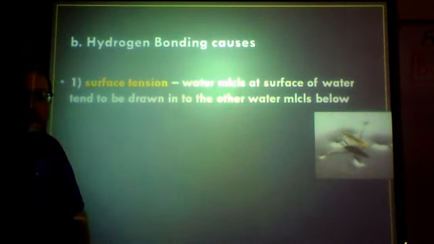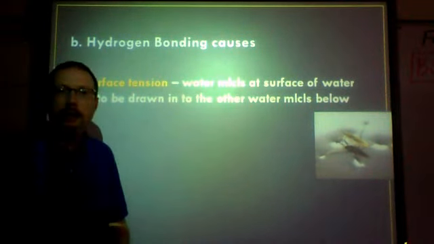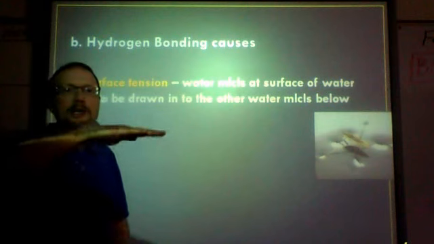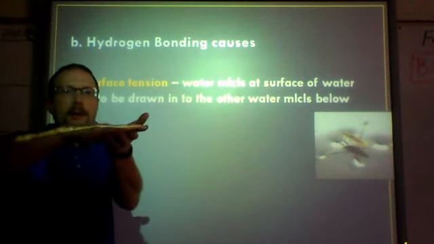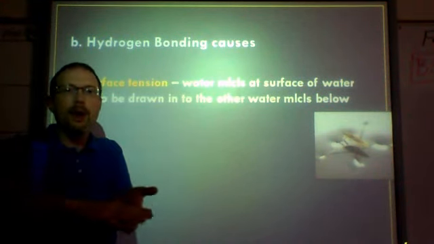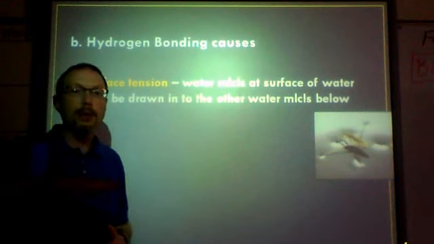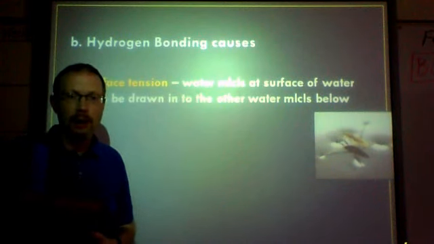You can play around with surface tension quite a bit. Take a paper clip, turn it on its side, and use a fork to lower it very slowly into a bowl of water. And if you do it just right, that paper clip will actually float on the surface of the water, so long as you don't break that surface tension.